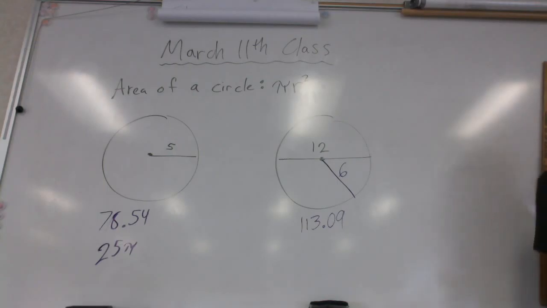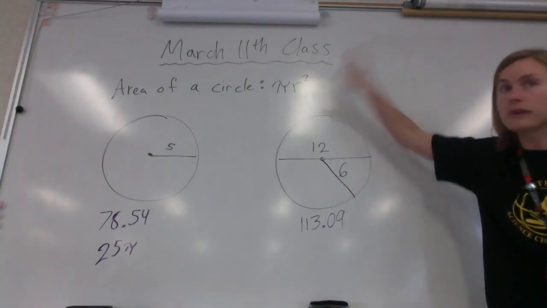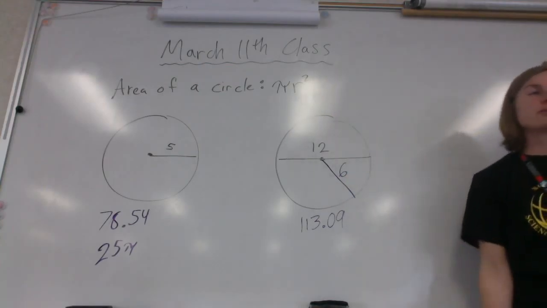Well, it's not so much trying to trick you. It's trying to check that you're not just taking any number that's there and throwing it into a formula. It's the fact that you understand that it is radius squared, not just whatever number's there.